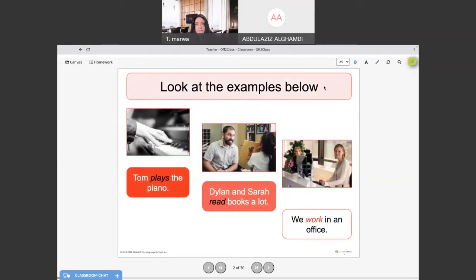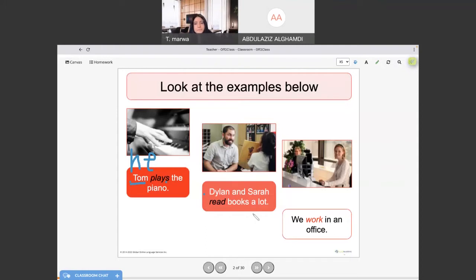Okay. Start reading, Abdulaziz. The first one here. Tom plays the piano. So if you want to put a subject pronoun instead of Tom, what would you put? Any subject pronoun? I, you, he, she, it, we, you, they. Tom, who is a boy. What would you put? He. Excellent. So because Tom is he, I have to add s to the verb. So I say Tom plays the piano, not Tom play the piano. If I have Tom and somebody else, I say play. Okay, read the second one.